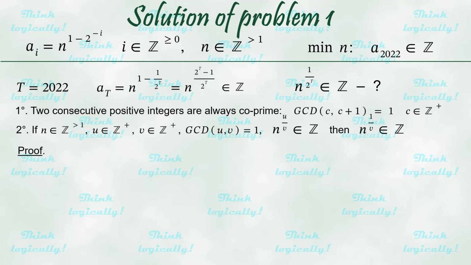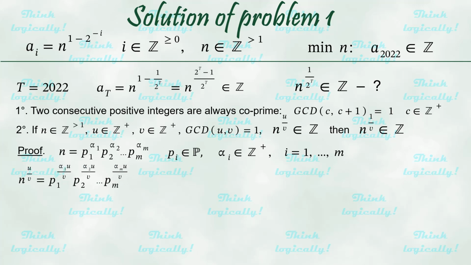Any integer greater than 1 has a prime factorization. So n equals p1 to the power alpha 1, p2 to the power alpha 2, up to pm to the power alpha m, where the p's are distinct prime numbers and all alphas are positive integers. Then we get the expression for n to the power of u over v, and this value is given to be an integer. Let's take for granted that in this case all factors must be integers.